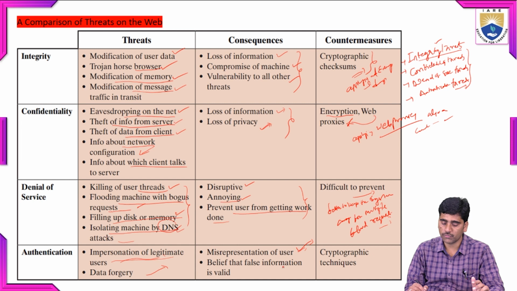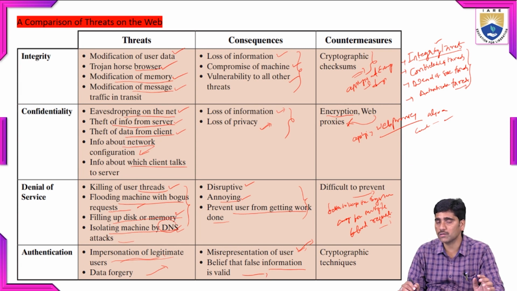And believing that false information is valid. That means it is going to show that false information is true. For this, we are going to use countermeasures or cryptographic techniques, by generating different types of keys, key pairs, along with different types of algorithms.